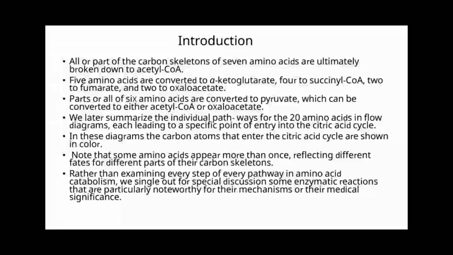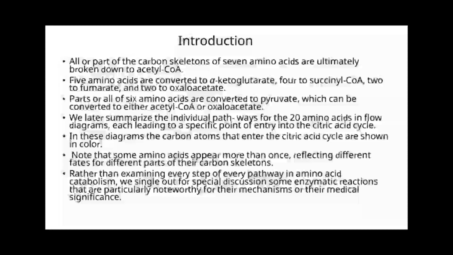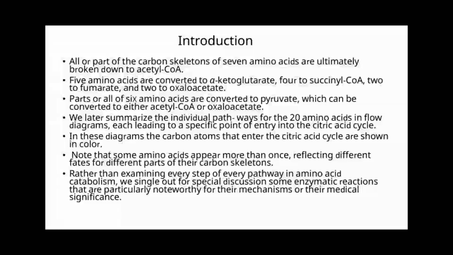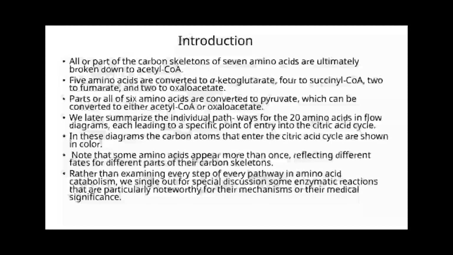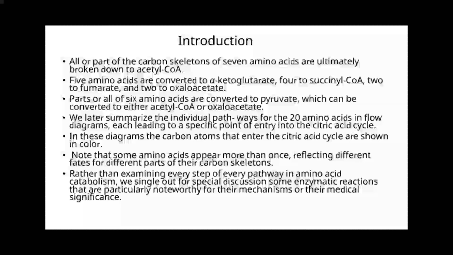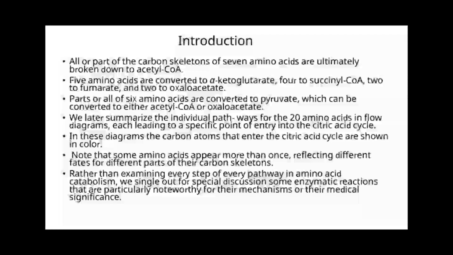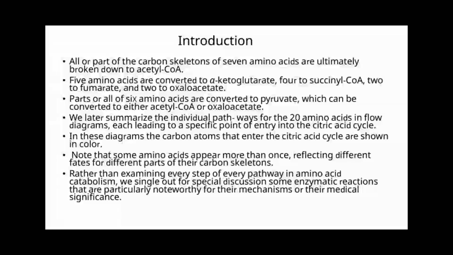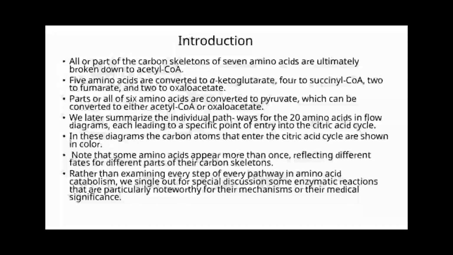Each pathway shows a specific entry point into the citric acid cycle, with the carbon atoms entering the cycle highlighted in color for clarity. It's also important to note that some amino acids can appear more than once in these pathways, reflecting that different parts of their skeletons can have different destinies within metabolism. Rather than going through every step of each pathway, I want to focus on some key enzymatic reactions that are particularly interesting because of their mechanisms or their significance in medicine. This overview helps us understand how amino acids are versatile contributors to energy metabolism, connecting protein catabolism directly with the citric acid cycle's function.